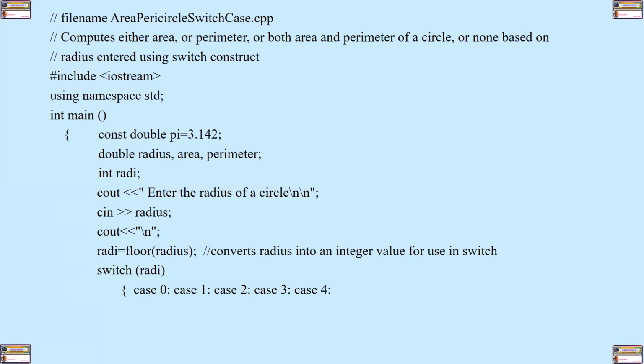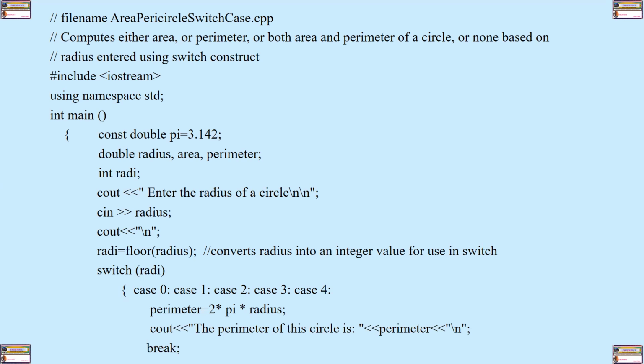Then we have case 0 to 4, meaning if the value of radii or radius is between 0 and 4. Note each of those is written as a separate case. So we have case 0, case 1, case 2, case 3, and case 4. That is called a range, and that's how we write it using case. So if the value for radii or radius is between 0 and 4, then we compute the perimeter of our circle, and then we display the value of perimeter. And we come out of the switch.